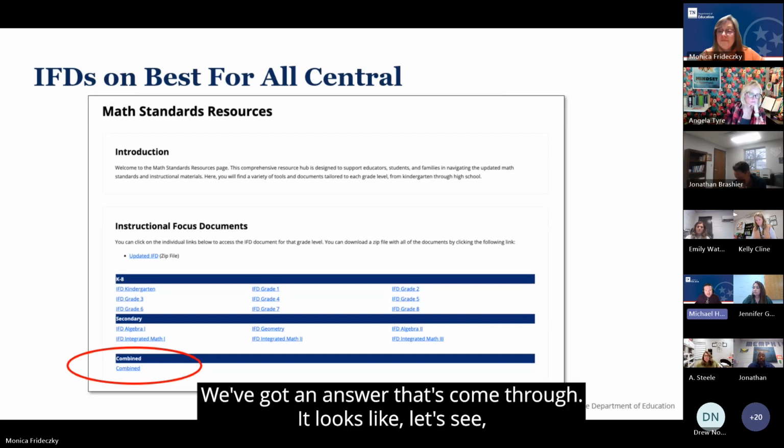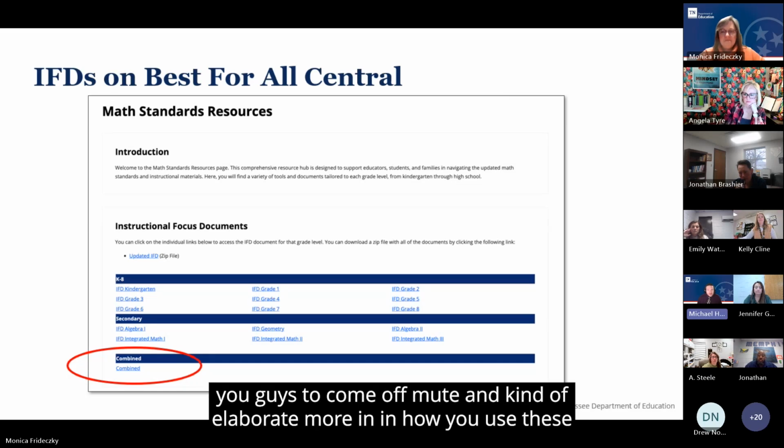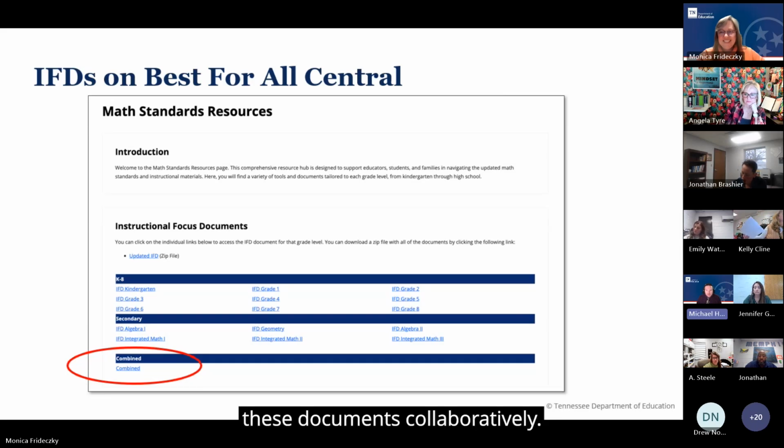We've got an answer that's come through. It looks like collaboratives in PLC meetings. We would love for you guys to come off mute and elaborate more on how you use these documents collaboratively.